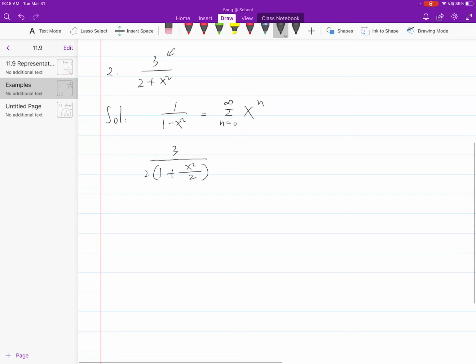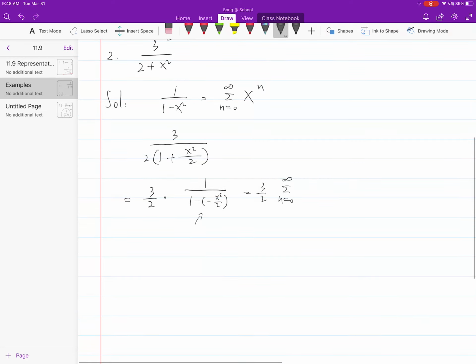So this is the first thing we did. Then we factor out 3 over half times 1 over. Now we have 1 plus this. We can change it to be 1 minus. And I think up to here, it's 1 over 1 minus x format, except your x is replaced by this.